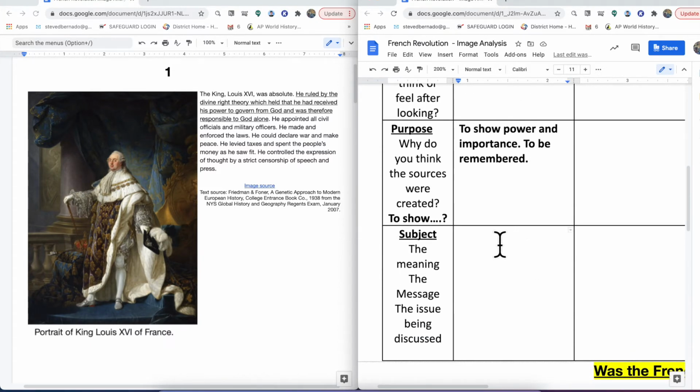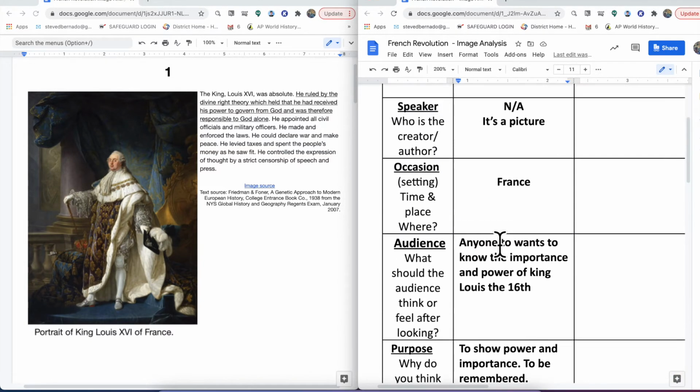Okay, so now what is the meaning of this portrait, right? What is the message in this image? King Louis the 16th of France had significant power over the entire country. This is all about power, influence, and to be immortalized and remembered forever. Okay? So you can pause this video and rewind at any point to go back and fill out the grid.